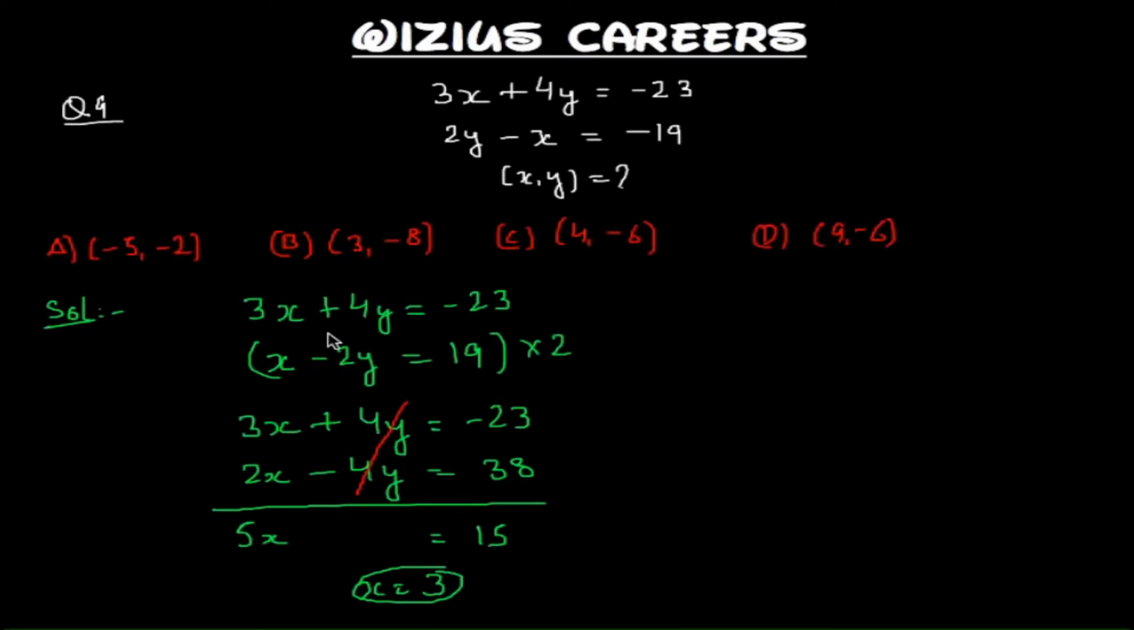As soon as we know that x is equal to 3, we know that the correct answer is B, because there is only one answer amongst the four which gives us a 3 as an answer.